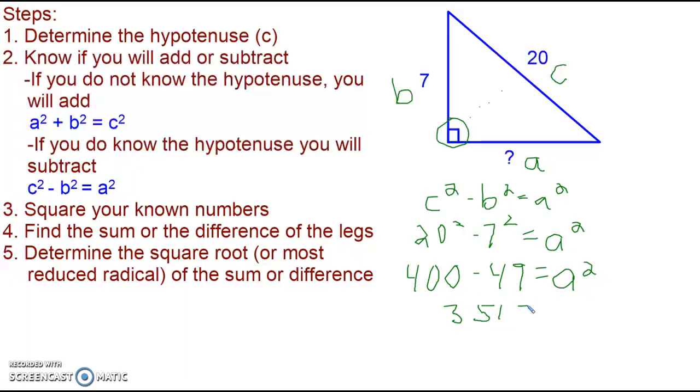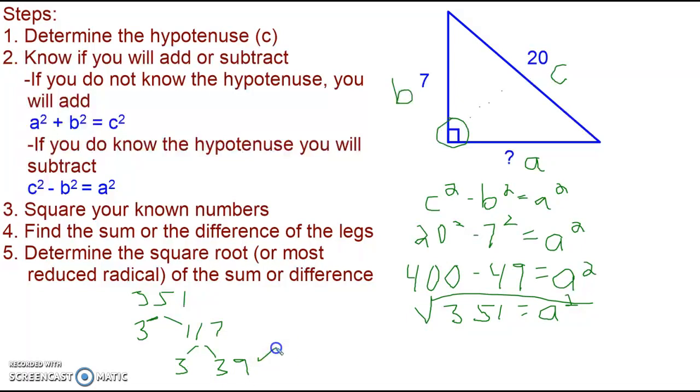This is not a perfect square, so this is where your reducing radicals comes in. And so we're going to do 351, and we're going to find the prime factorization. I know that because the digits 3, 5, and 1 add up to 9, that is going to be divisible by 3. So 351 divided by 3 is equal to 117. Again, let's see, 3 is prime, so we stop there. 117, those digits 1, 1, 7 also add up to 9, so that's also going to be divisible by 3. And that's going to be 39.